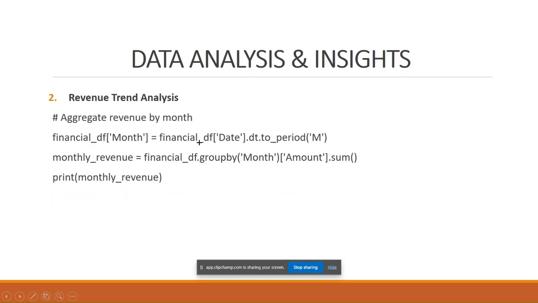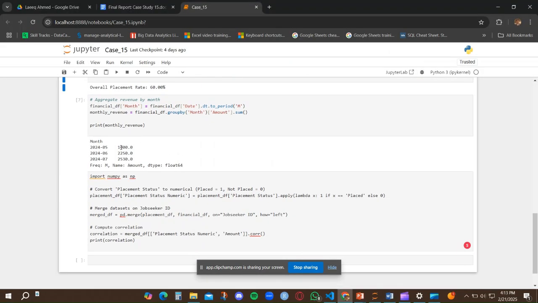The next step is the revenue trend analysis. This is to check the amount of revenue generated on a monthly basis. In this case, we calculate the monthly revenue from the financial data set, using the date, which we had converted into date format previously, and we see the total amount that was generated in each month during the May, June, and July period.